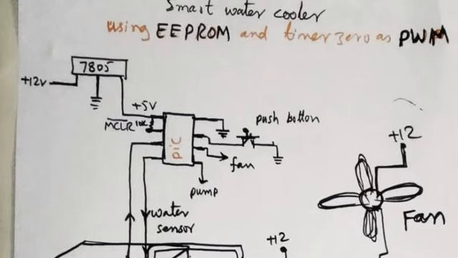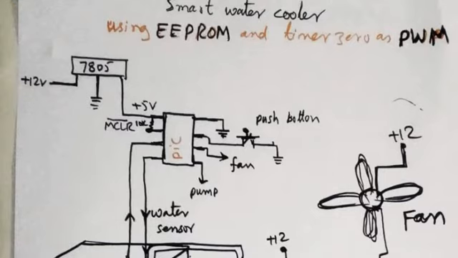Here we can see in the schematic diagram smart water cooler, in which we are using the EEPROM and the timer 0 as a pulse width modulation. A regulator IC7805 has been used to reduce the voltage from 12 volt to 5 volt. This is the PIC 12F629 microcontroller, which has 8 pins.